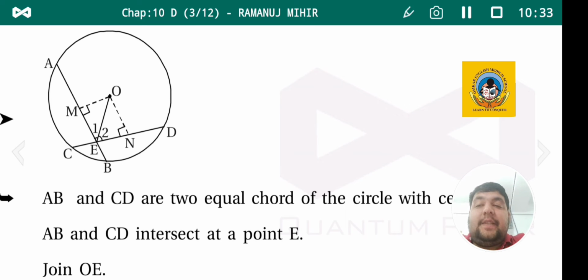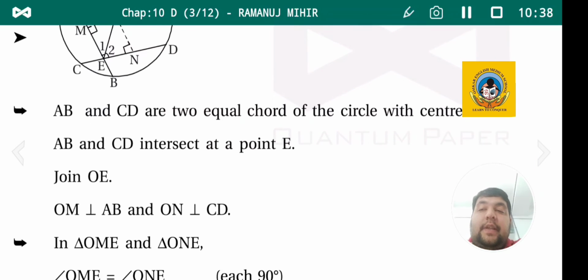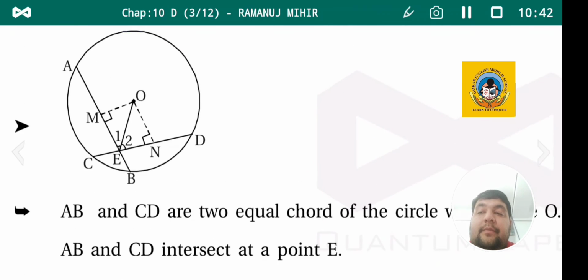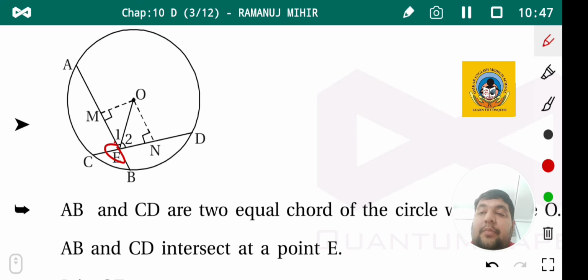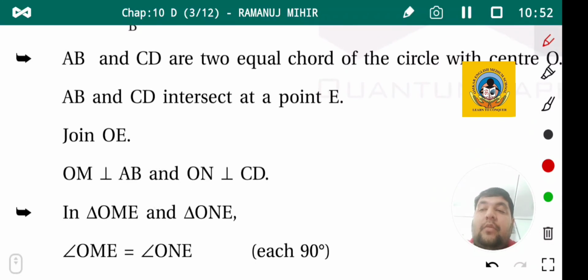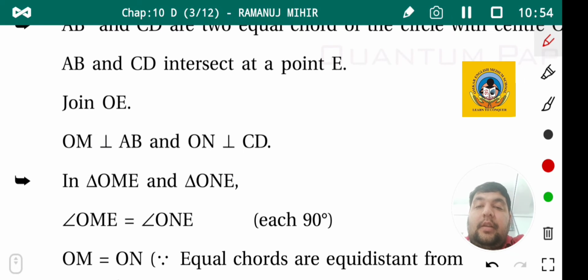So AB and CD are two equal chords of the circle with center O. AB and CD intersect at point E. See here, this is the point of intersection. This point E is the point of intersection. So they intersect at point E. Join OE. OM is perpendicular to AB and ON is perpendicular to CD, because by the theorem we know that will be the perpendicular bisector.